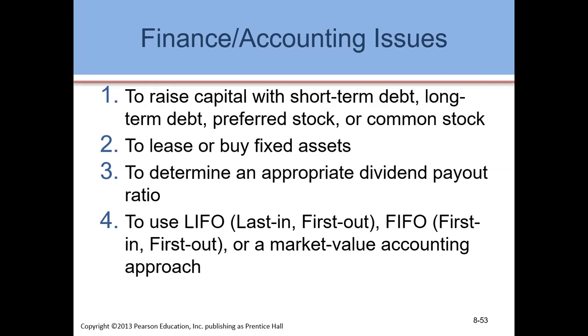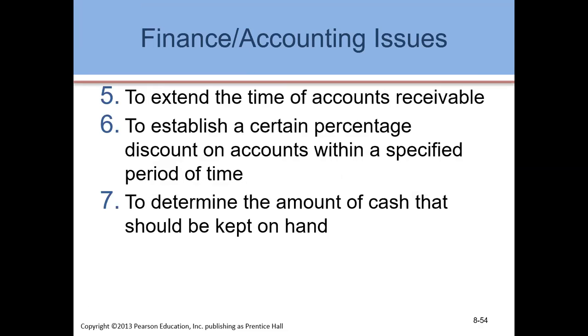finance and accounting concerns. The fifth aspect can be to extend the time of accounts receivable. The sixth concern can be to establish a certain percentage discount on accounts within a specified period of time. The seventh concern can be to determine the amount of cash that should be kept on hand, and so many other aspects that we can obviously talk about related to finance and accounting issues.